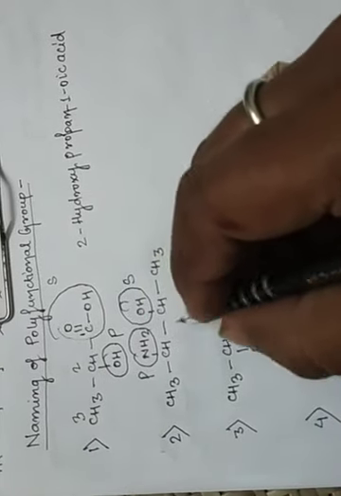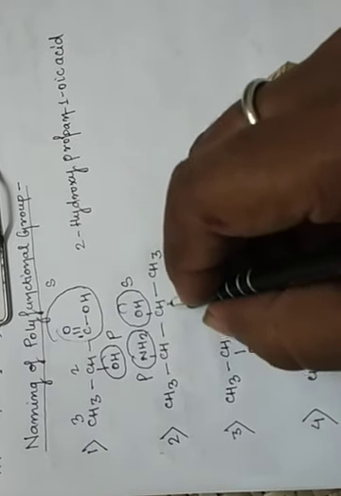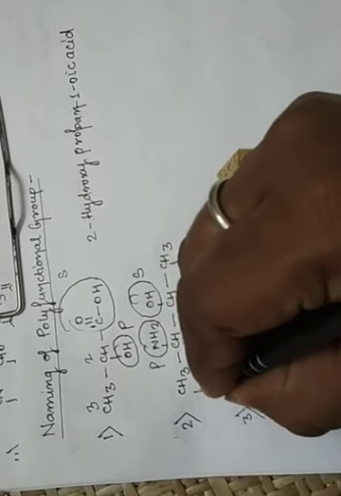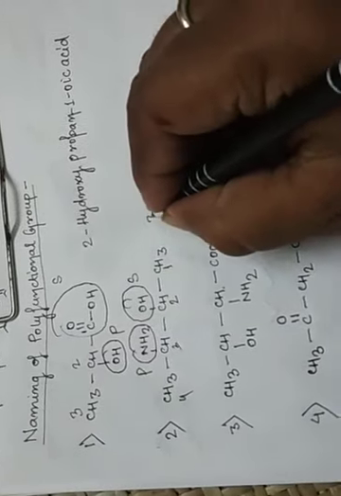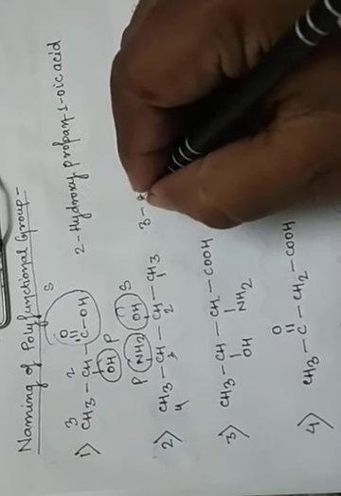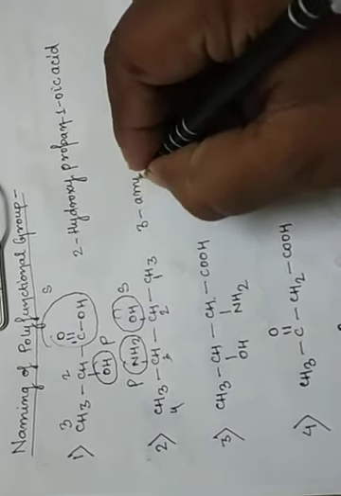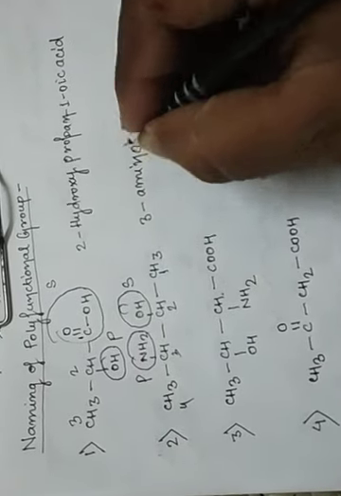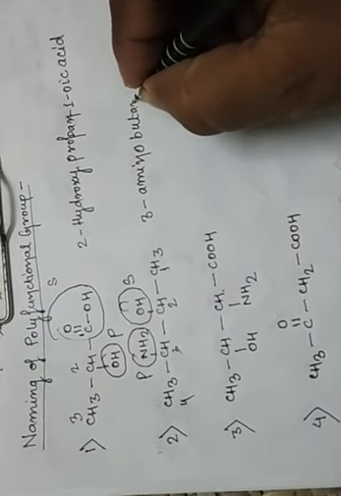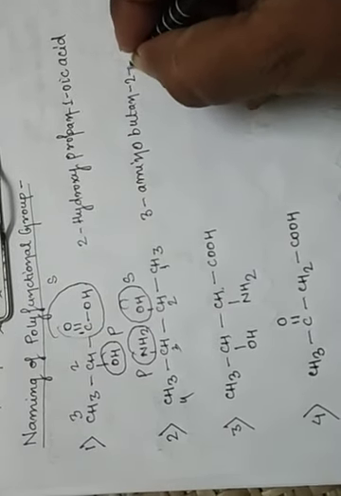How do we count? Counting from the carbon nearest to OH: 1, 2, 3, 4. So the prefix is 3-amino. How many carbons are in the main chain? 4, so butane. The second carbon contains the OH group, so 2-ol. Clear, all of you?